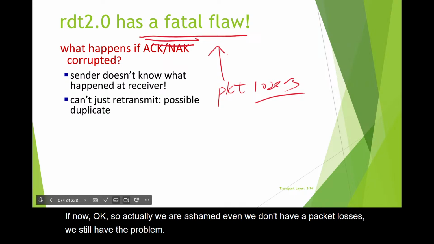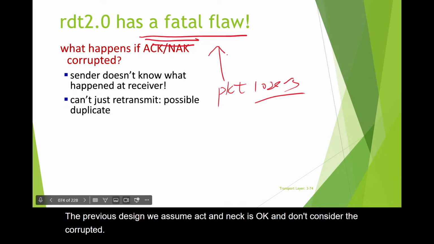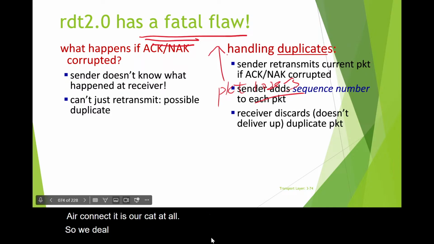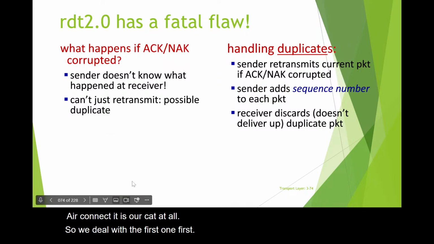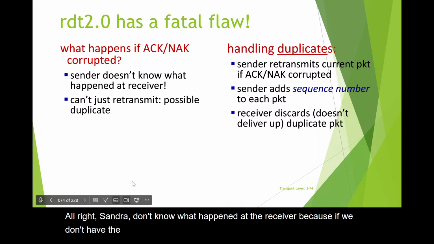In the previous design, we assume ACK and NAK are okay and don't consider corrupted ACK and NAK. It is not okay at all. So we deal with the first one first. The sender doesn't know what happened at the receiver if we don't have the correct ACK or NAK.